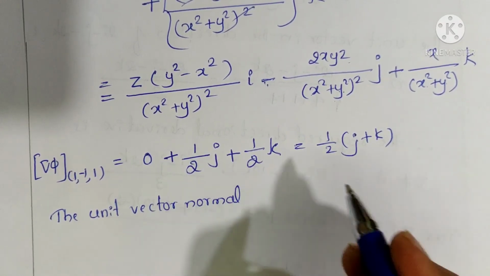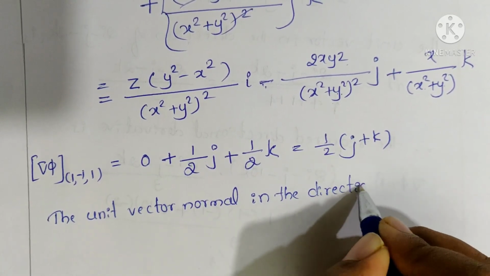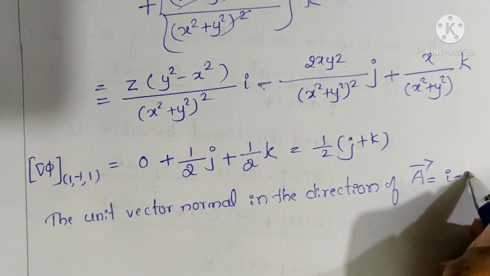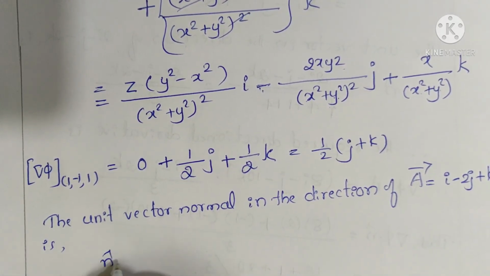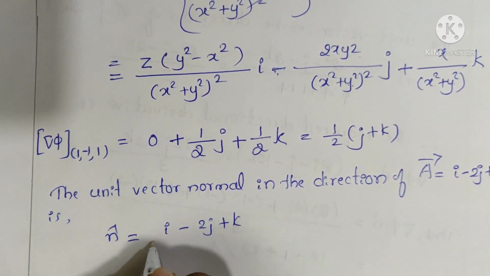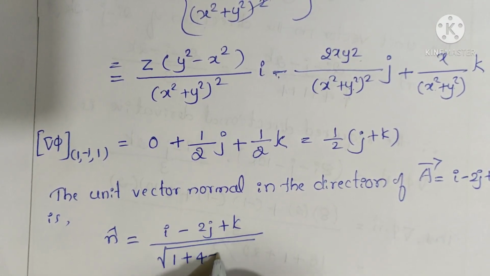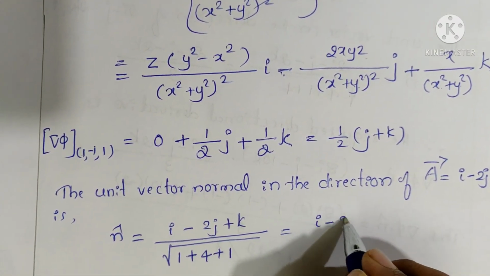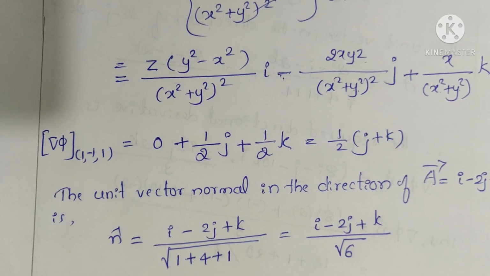Along vector A, so in the direction of vector A, what is vector A? It is I minus 2j plus k. n cap is equal to I minus 2j plus k whole divided by its magnitude. So 1 square plus 2 square plus 1 square. So it will be I minus 2j plus k whole divided by root 6.